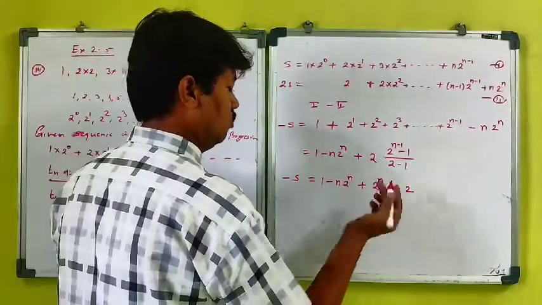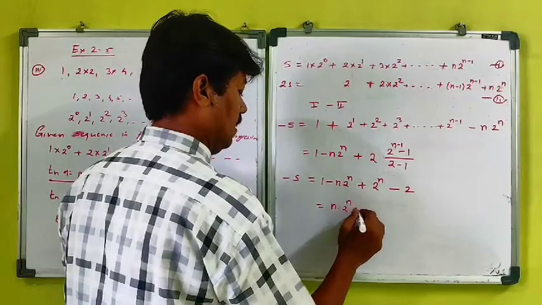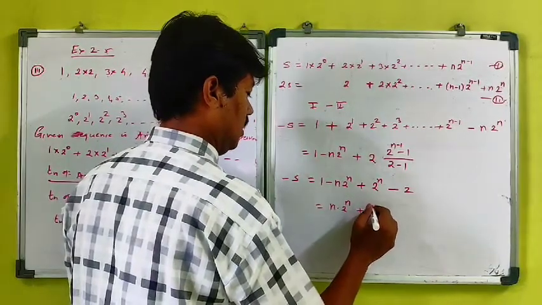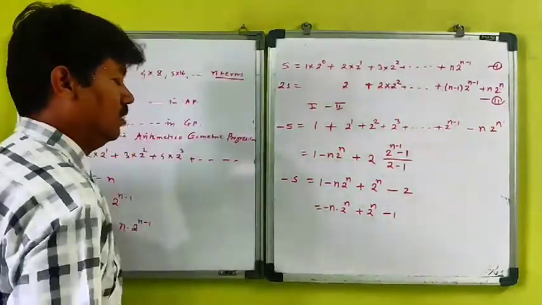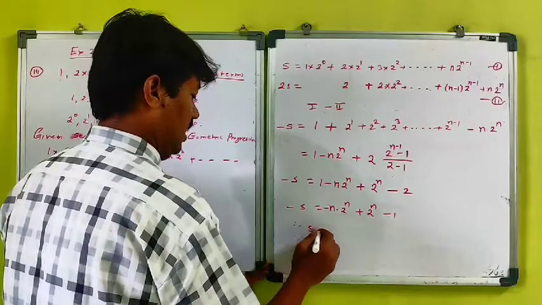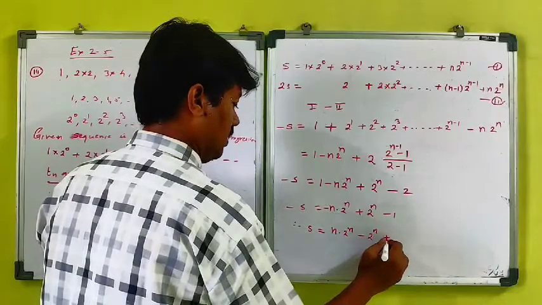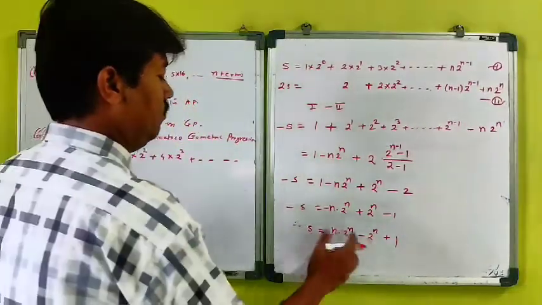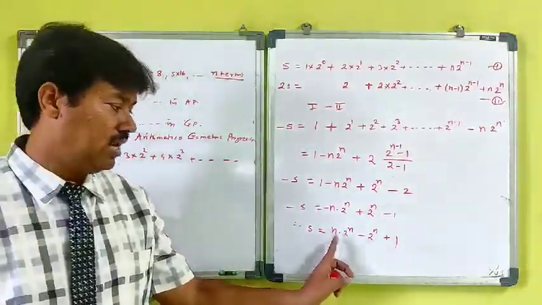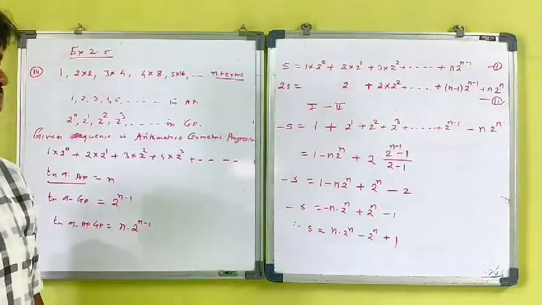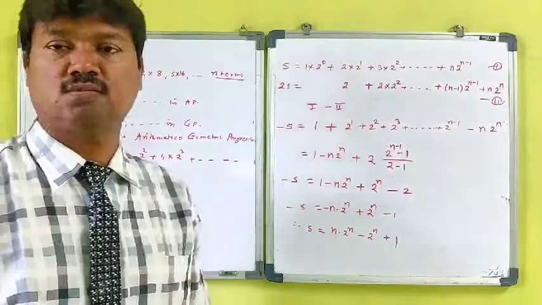So 1 minus 2 will give you the minus 1. So it is n into 2 raised to n plus 2 raised to n, and this is minus 1, which is minus S. So the final S will be n into 2 raised to n minus 2 raised to n plus 1. If you want 2 raised to n common, that's the final answer for this. So S is equal to n into 2 raised to n minus 2 raised to n plus 1.